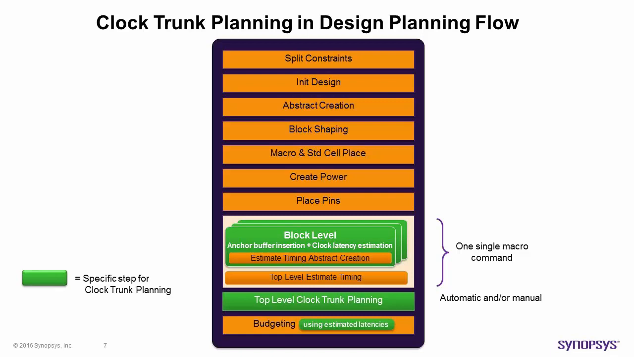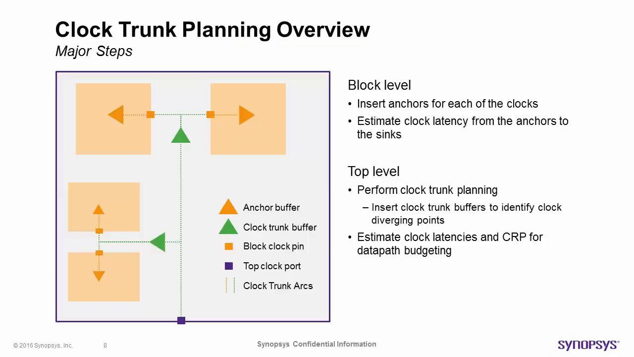Clock trunk planning is implemented after pins are placed. It is done in two major steps. The first step is at block level, and the second step is at top level. During block level, it inserts anchors for each of the clocks and estimates clock latency from the anchors to the sinks.